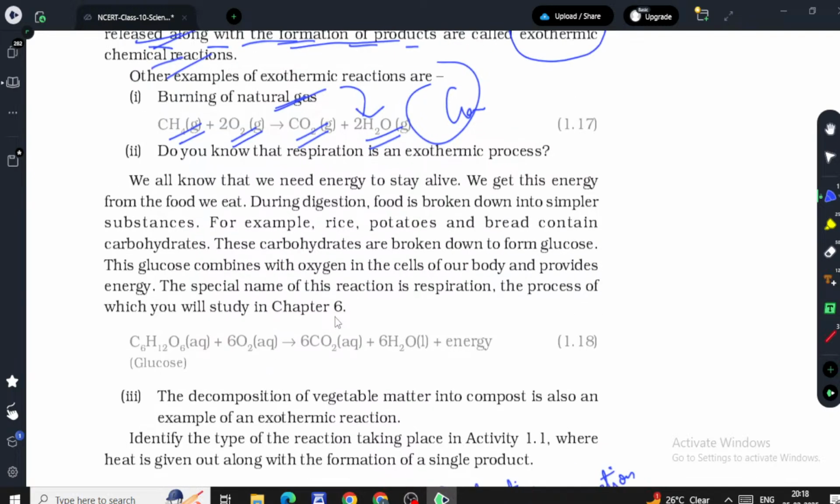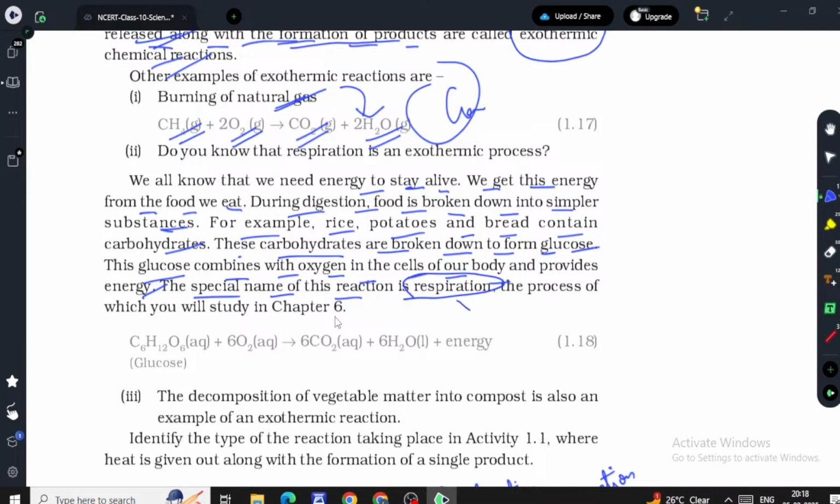We all know that we need energy to stay alive. We get this energy from the food we eat. During digestion, food is broken down into simpler substances. For example, rice, potatoes and bread contain carbohydrates. These carbohydrates are broken down to form glucose. This glucose combines with oxygen in the cells of our body and provides energy. The special name of this reaction is respiration.